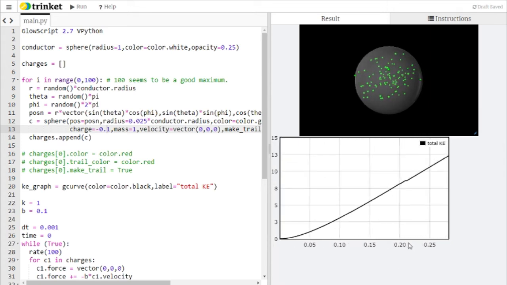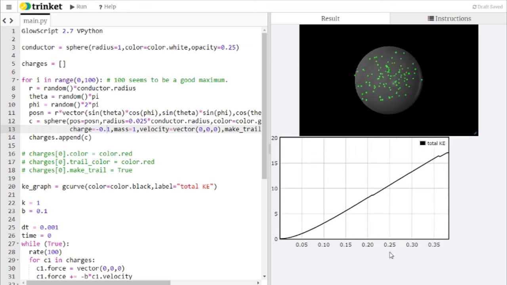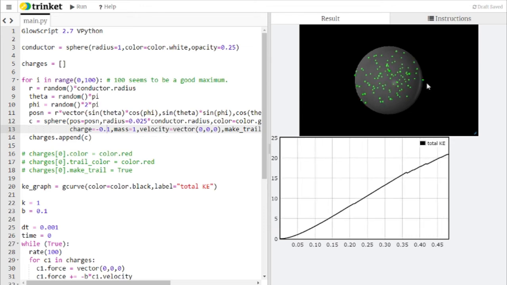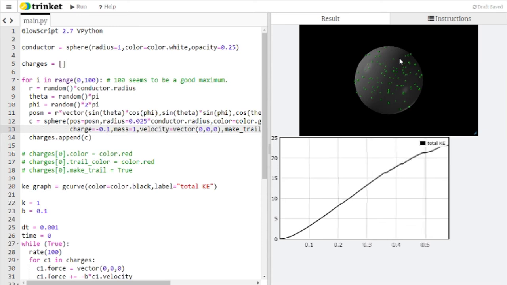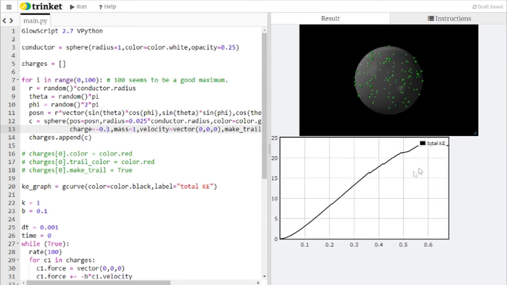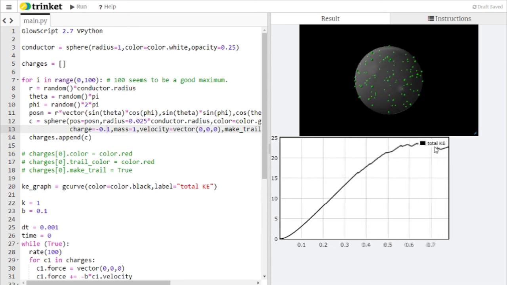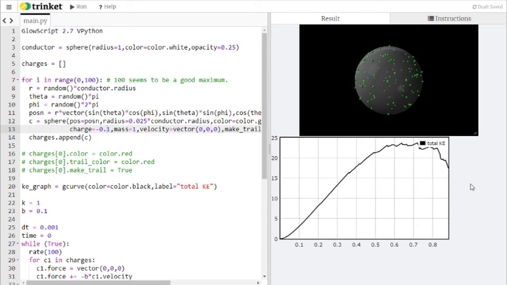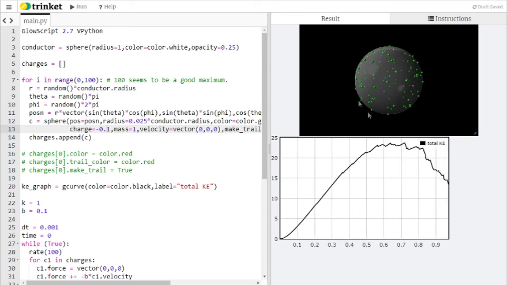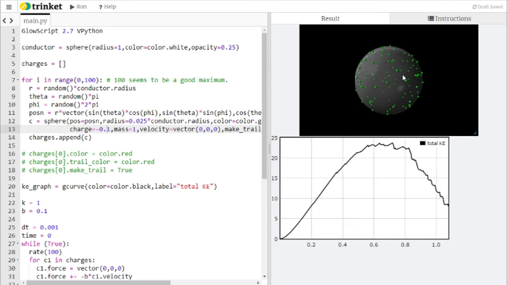So we're already past the amount of time it took for them to reach the edge now, and they're still flying out toward the edge. They still have not all reached the edge of the conductor yet. Now we're starting to see the kinetic energy level out, and now they're slamming against the edge of the conductor. I keep saying slamming against the edge.